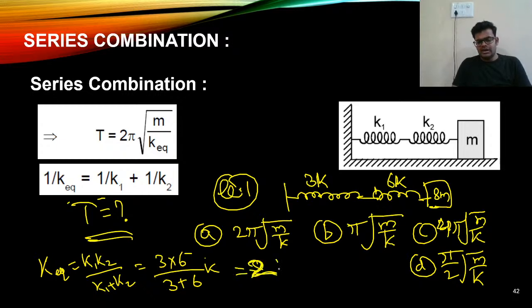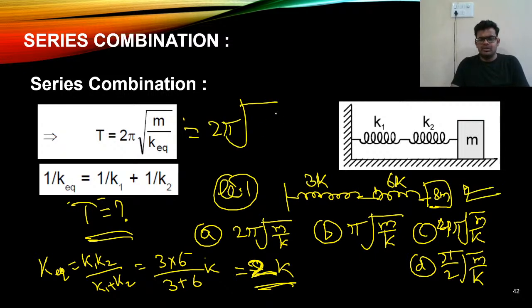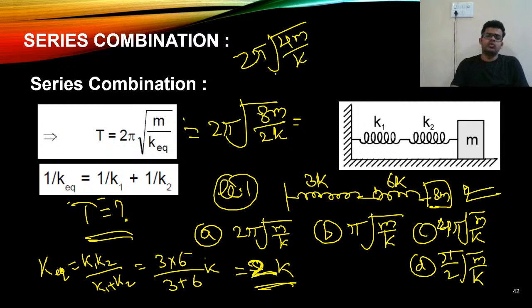So K equivalent is equal to 2K. What was the formula? T is equal to 2 pi root m by K equivalent. So let us write here 2 pi root of m. The value of mass is how much? You can see here 8m. So I am writing 8m divided by K equivalent, that is 2K. So we are getting 2 pi under root of 4m by k. This 4 will come out, so it will become 2. So we will get the answer 4 pi root of m by k.